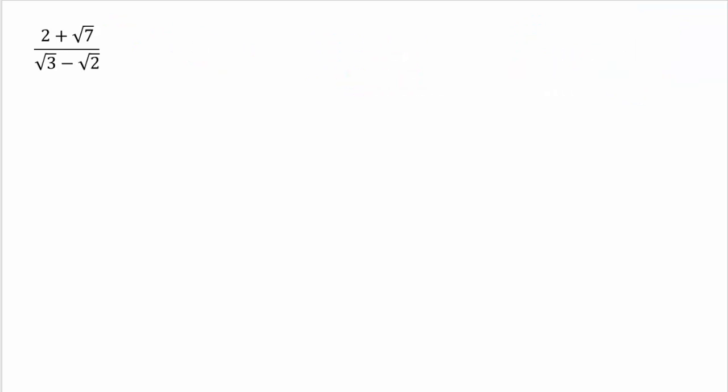Okay, here's another one. To simplify it, we want to multiply by the conjugate. So we're going to multiply by the square root of 3 plus the square root of 2 over the square root of 3 plus the square root of 2. So for the top, FOIL. First, 2 times the square root of 3. Outer, 2 times the square root of 2.